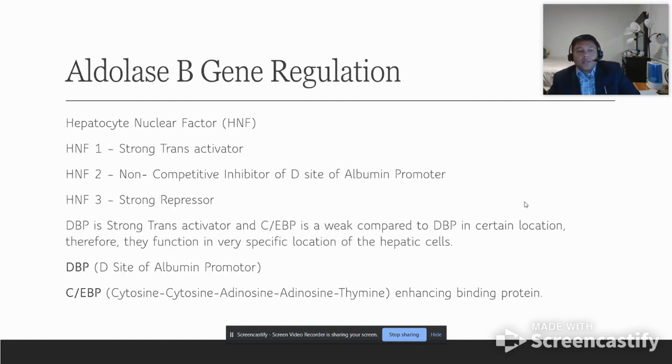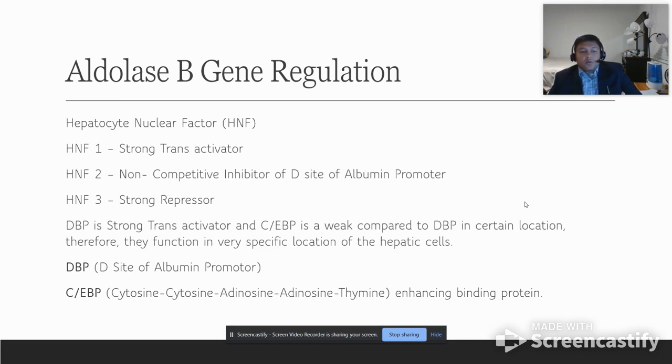Aldolase B gene regulation. The genes are regulated based on hepatocyte nuclear factor, HNF. There are three different types: 1, 2, and 3. HNF1 is a very strong transactivator, and then we have HNF2, which is a competitive inhibitor of the D site of the albumin promoter. Hepatocyte nuclear factor 3 is a strong repressor.